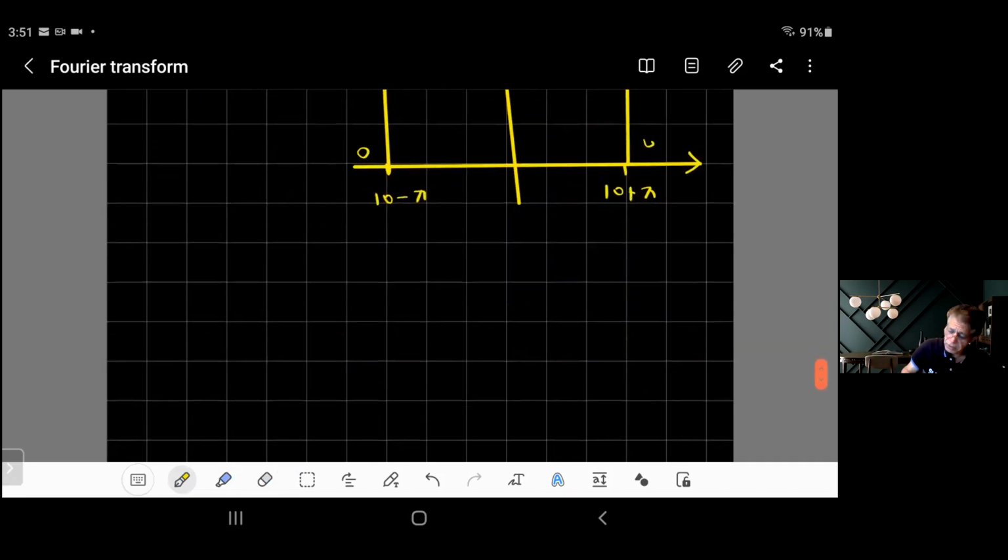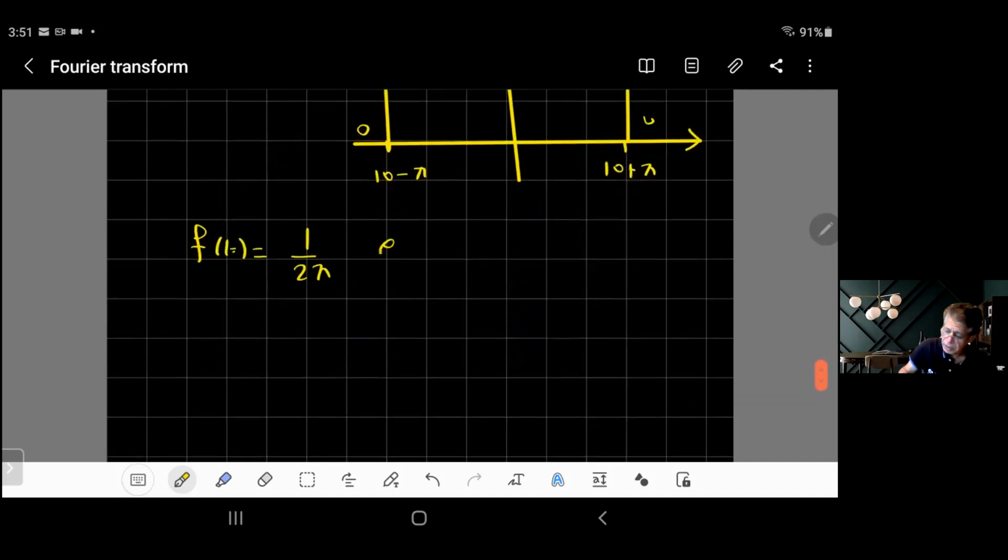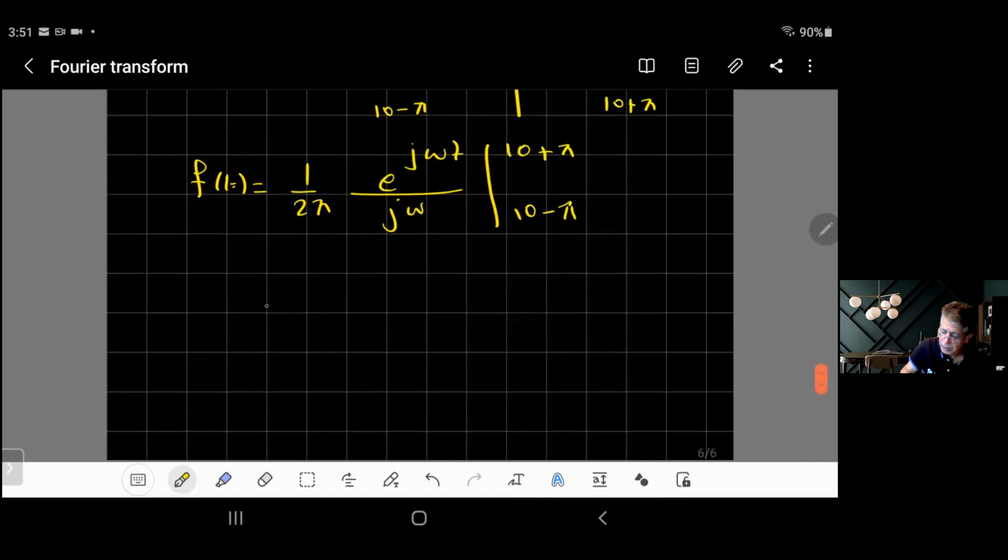1 over 2 pi is the constant. So right here, f of t, 1 over 2 pi. And the integration of e^(j omega t) will be e^(j omega t) over j t, with the limits from 10 minus pi to 10 plus pi. We'll start to substitute. First, I'll take the constant outside, 1 over j 2 pi t, and what's left here, e^(j omega t).